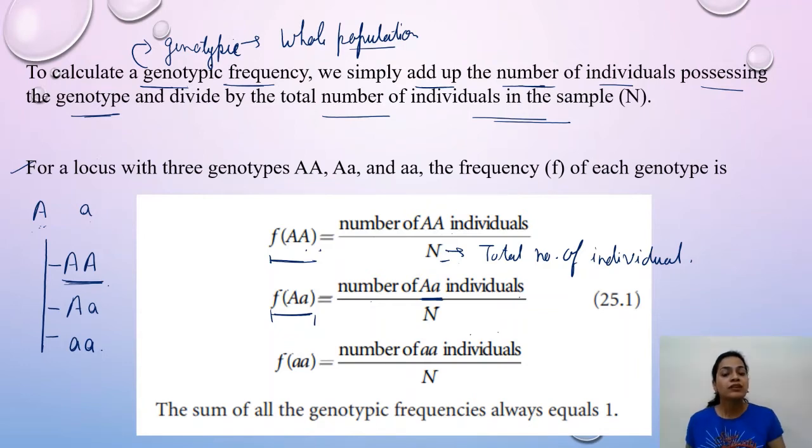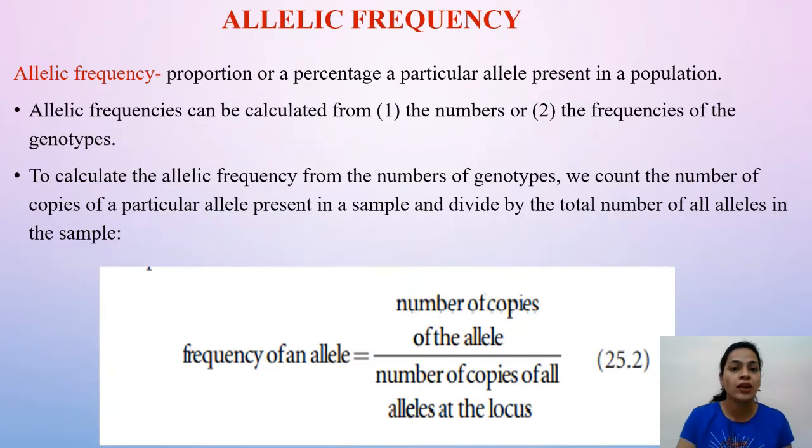Similarly, this F small a is the frequency of homozygous recessive individuals. And how can I get this frequency? It is the number of individuals having this type of genotype divided by the total number of individuals. Fine. So this is how we calculate the genotypic frequency of the individuals in a population. One important point to remember is that the sum of all the genotypic frequencies is always equal to 1. This is in relation with the Hardy-Weinberg law, so we'll understand this statement in another video.